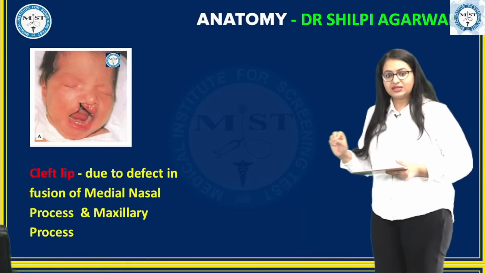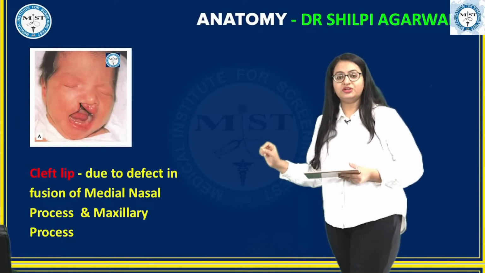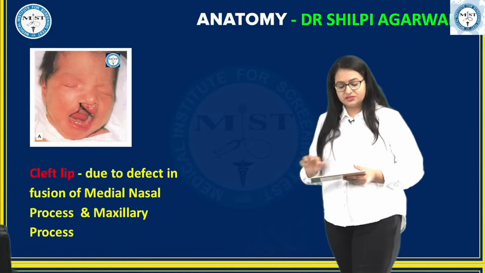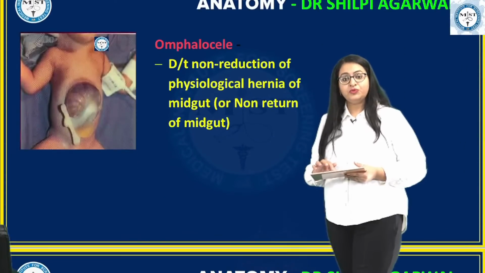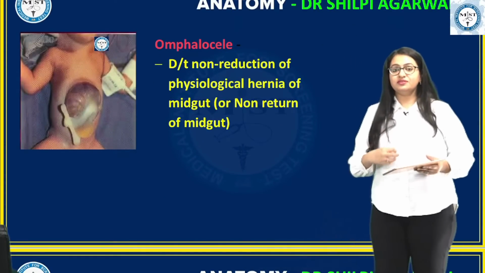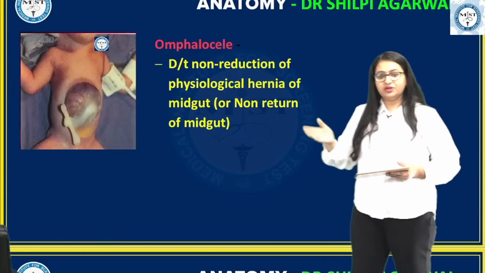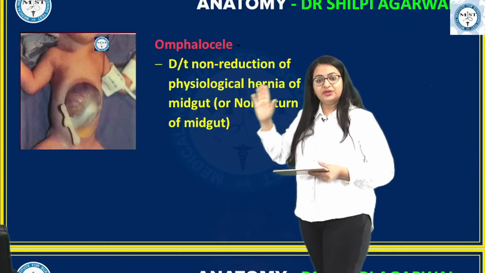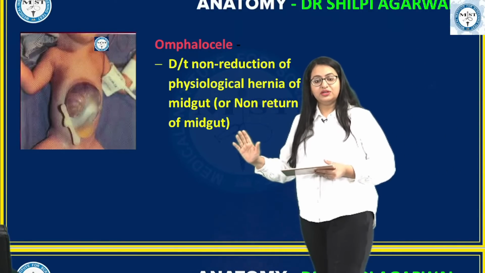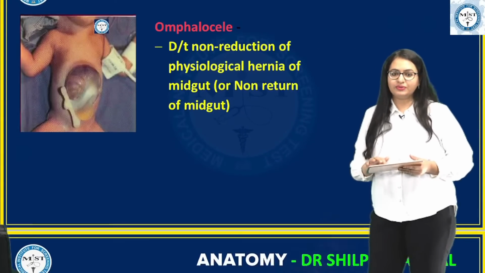Over here, cleft lip is due to the defect in the fusion of the medial nasal process and maxillary process. Omphalocele: towards the umbilicus you see a sac-like structure having the intestines covered by amniotic membrane. So what is the reason? It is due to non-reduction of the physiological hernia of the midgut, or non-return of the midgut.